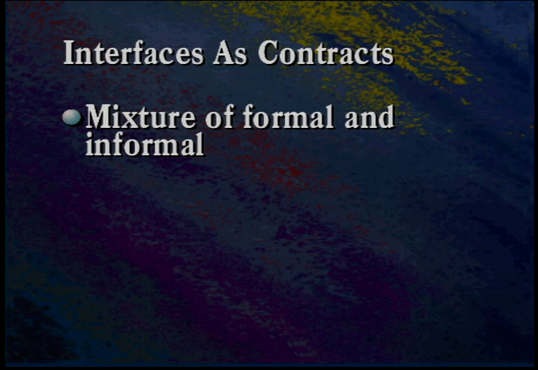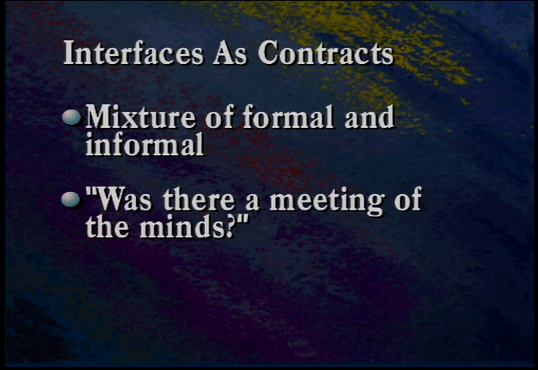But the key thing that we need when we have a dynamic binding and evolution of these objects is that when one object meets another one, we have a formal way to ask the question, did we agree on the same contract? And that's a key element in our design.